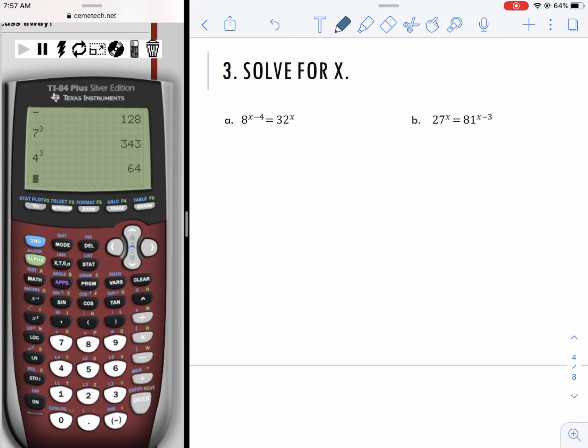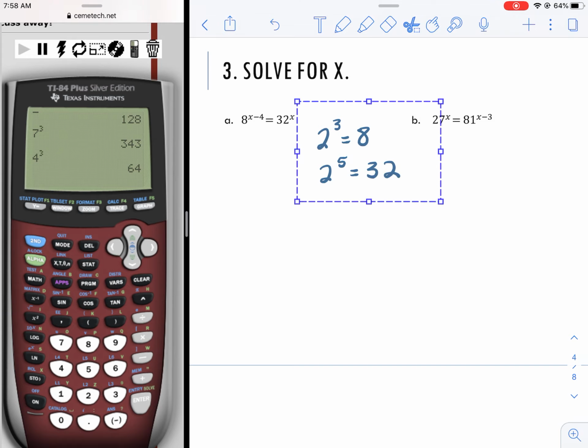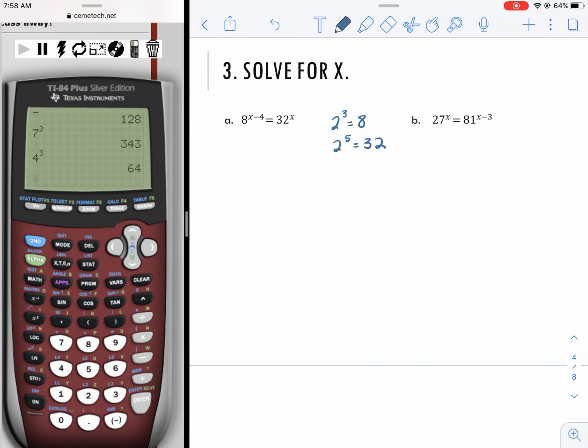Okay, so if you recognize 8 and 32 as having a base of 2, 2 to the third equals 8, and 2 to the fifth equals 32. So what we're going to do in this problem is replace the 8 with 2 to the third, and replace the 32 with 2 to the fifth.